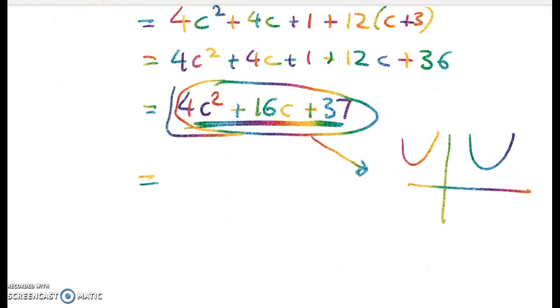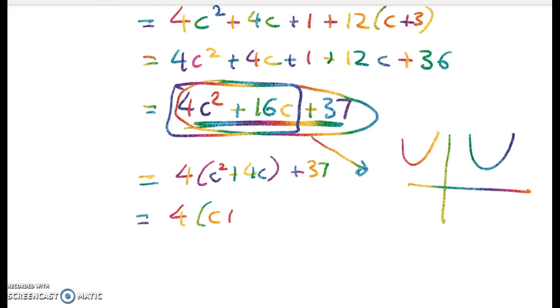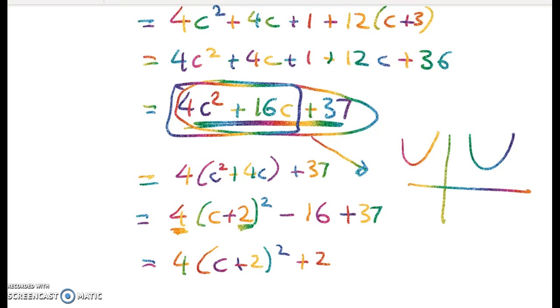So let's take my first two terms, so 4c squared plus 4c, and leave the 37 outside. So completing the square on this gives me 4 times (c plus 2) squared minus the bit that I've added in by mistake. So that's 4 times 2 squared. So minus 16 plus 37. And that gives me 4 times (c plus 2) squared plus 21.